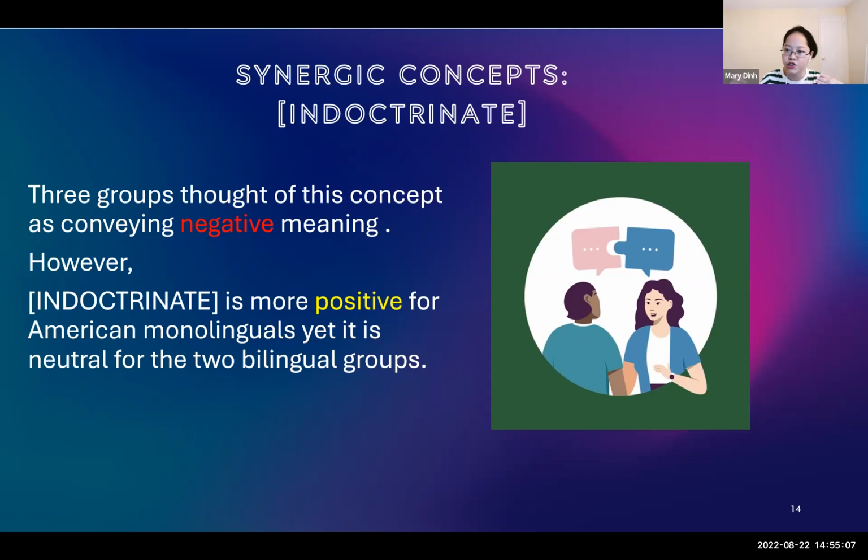So the American and Chinese groups think of it, in addition to negative meaning, as having a neutral sense. But for the bilingual in the United States, it has negative meaning, but also positive meaning. Right? They don't think this word is neutral. It can be used with either positive or negative meaning. So that is the difference in the way that they conceive, conceptualize this concept.